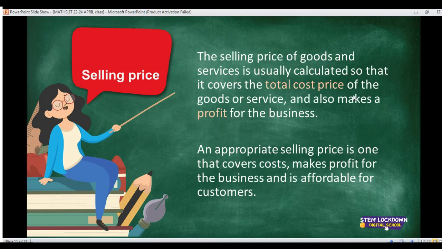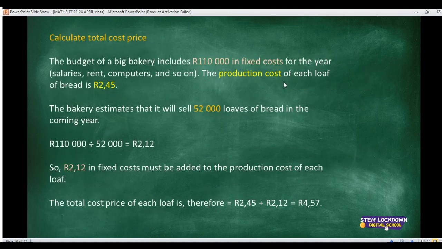An appropriate selling price is one that covers costs, makes profit for the business, and is affordable for customers. So once again, proper planning. You need to plan and understand so that you make sure that the selling price you choose covers the costs. It also makes profit for the business. And over and above that, it is affordable for customers. So we've worked out the cost of bread in the previous slide, where we said that one loaf would cost about 4.57. Ne? Yeah, it's 4.57.